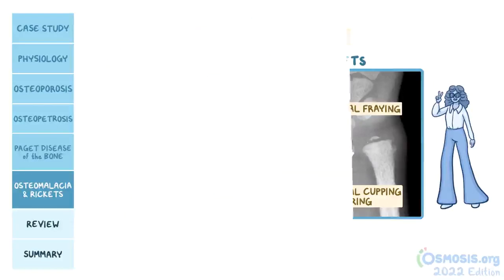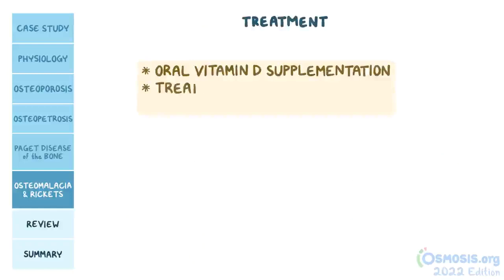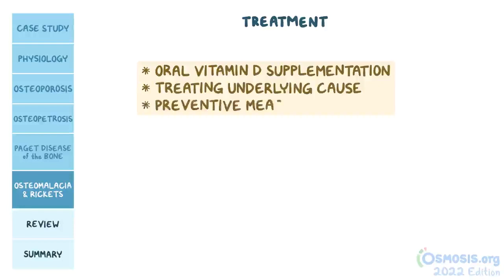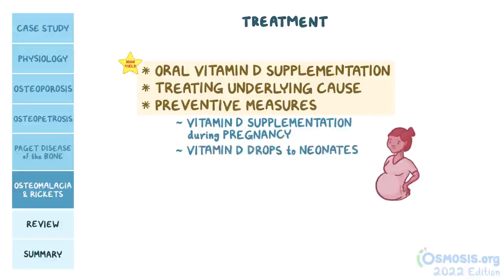Treatment for both rickets and osteomalacia involves oral vitamin D supplementation and treating the underlying cause, which could be any condition affecting the organs responsible for vitamin D activation. In addition, preventative measures include vitamin D supplementation during pregnancy and administering vitamin D drops to neonates and infants, especially those who are breastfed.